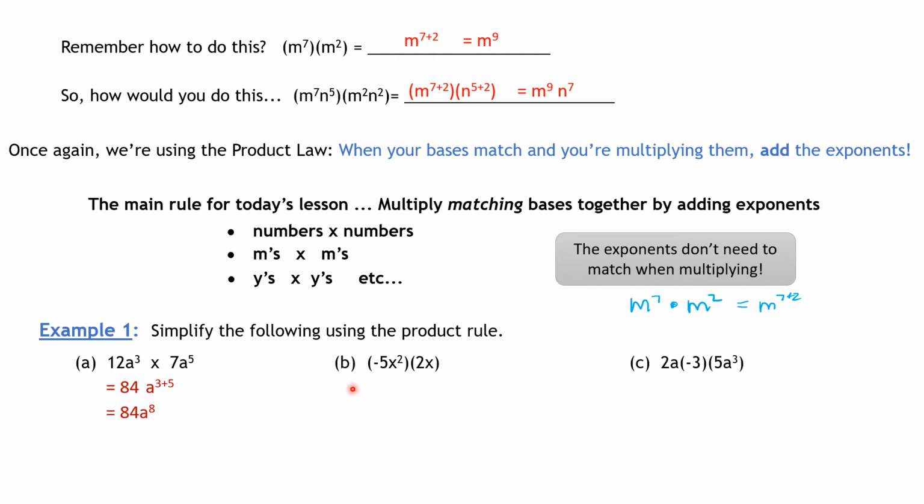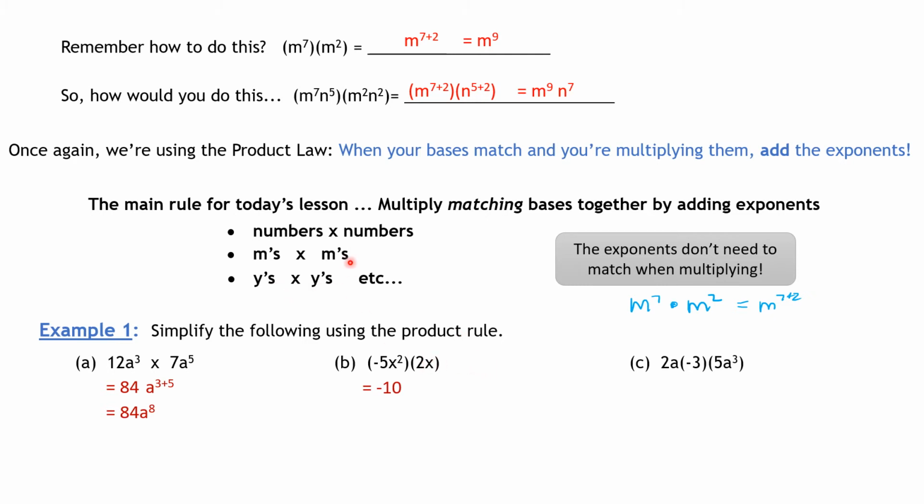So maybe now's a good time to press pause and try this one. See if you can do this one, and then I'll show you right here. Okay, first thing we're going to do is numbers times numbers, coefficients times coefficients. So that's a negative 5 times a 2. I'm going to multiply those together first. That gives me a negative 10.